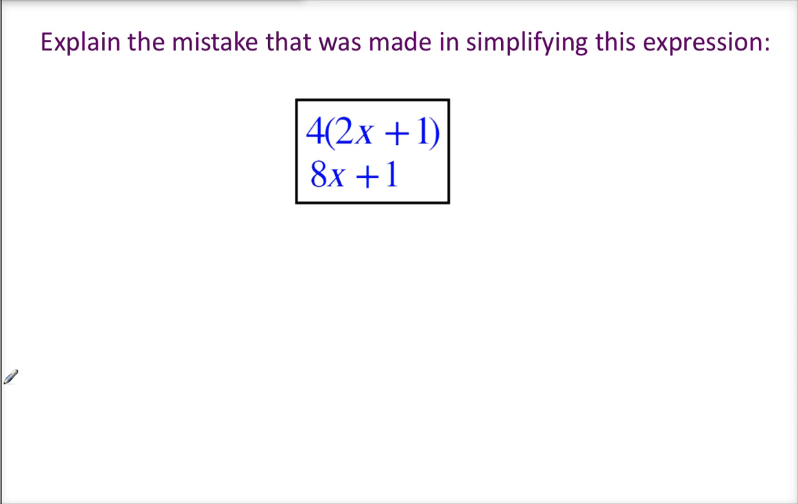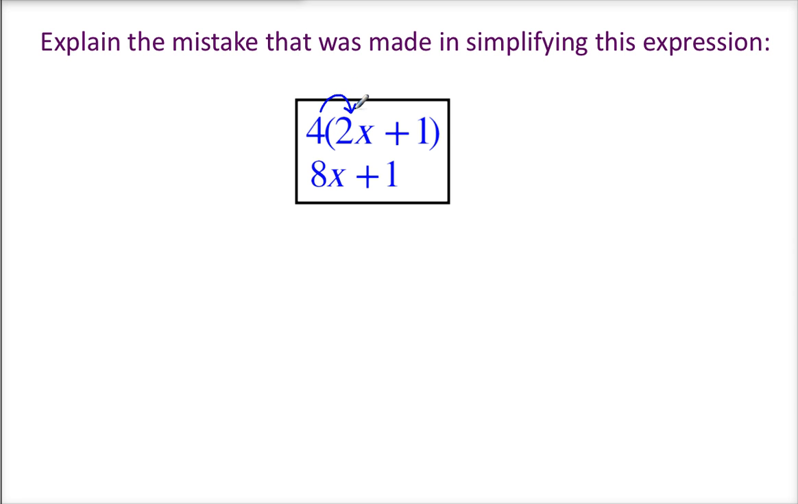Okay, one more example, I think, or do I have two? Oh, I have two more. Okay, on this one, we're asked to explain the mistake that was made in simplifying the expression. Okay, so we went from this expression, and then we simplified and got this bottom one. But there was a mistake that was made, so let's see if we can figure out what it was. So we have 4 times the quantity 2x plus 1. And then we somehow got 8x plus 1. So if you want to use the tiles for this one, that would be a good idea. You could draw them out on a piece of paper, but I'm going to do it just by hand.